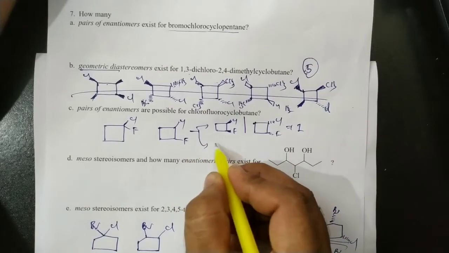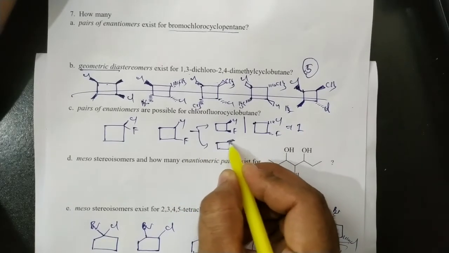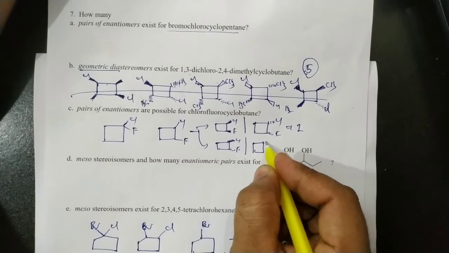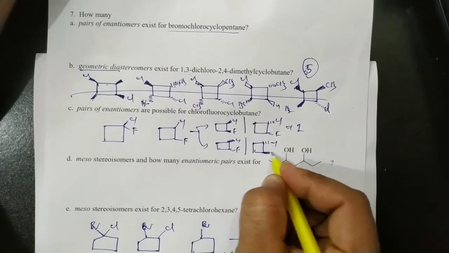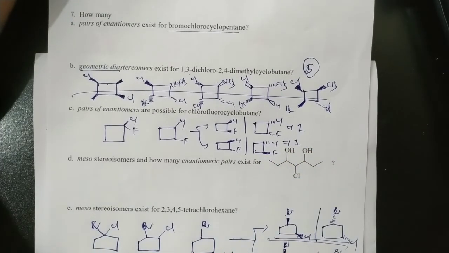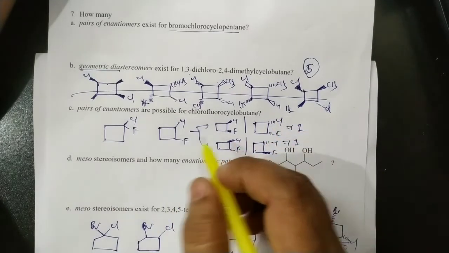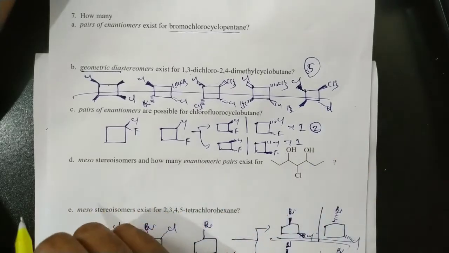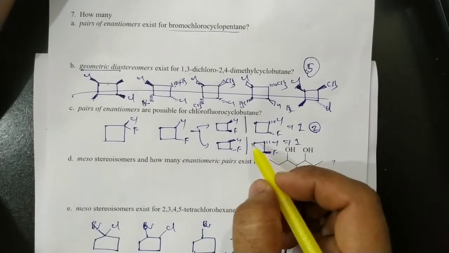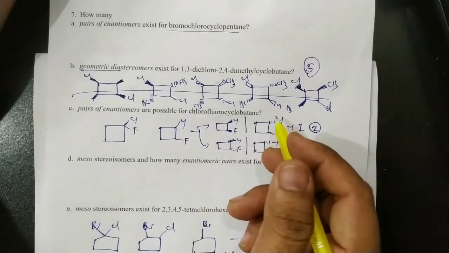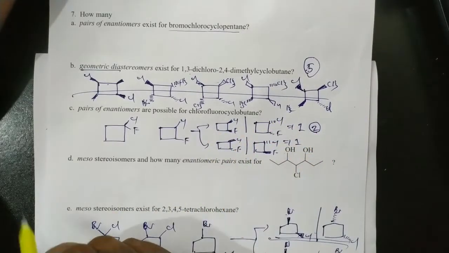Now here I am taking its trans isomer: this chlorine above the plane, this fluorine below the plane. And this chlorine below the plane, this fluorine above the plane. It is also one enantiomeric pair. So in this case, for this compound, two enantiomeric pairs are possible. That means how many optically active isomers? Four are the optically active isomers. The number of enantiomers is four, and the enantiomeric pairs are two.